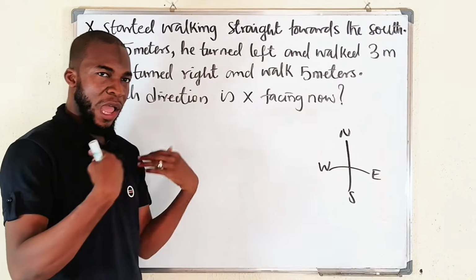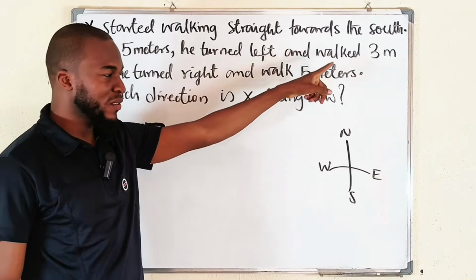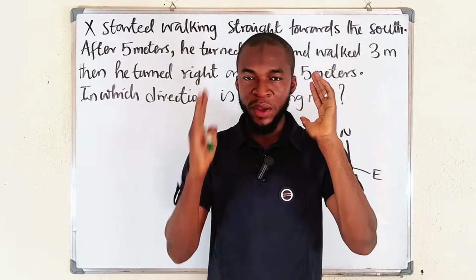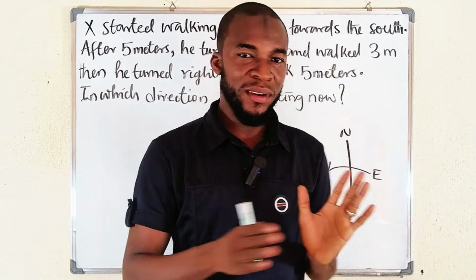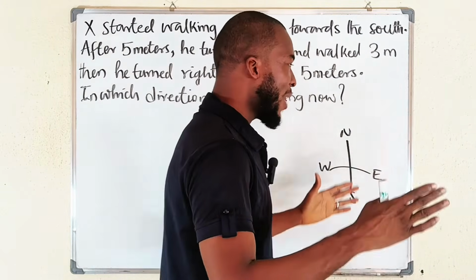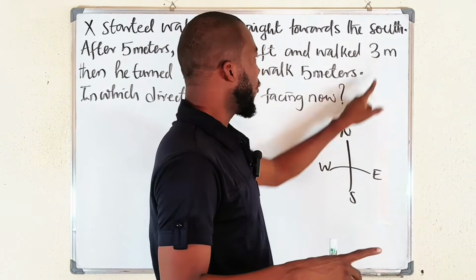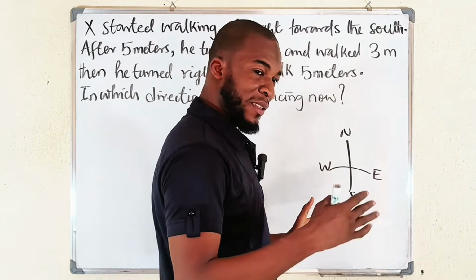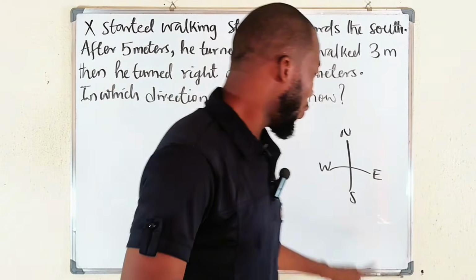Mr. X, I'm going to consider myself as Mr. X, walking straight towards the south. So, towards the south, as I am moving 5 meters, I then what? Turn left. This is my left hand side. Therefore, I have to turn like this and move towards what? The east. For what? 3 meters. Then what? Turn right. This is my right hand side. I'm going to turn like this as well and keep moving towards the south again.